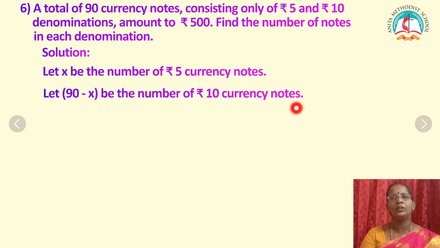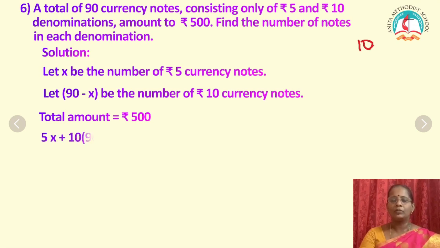Now here it is given the total amount is equal to rupees 500. How will you find the total amount? Suppose I have 2 notes of 5 rupees, 2 fives are 10. Similarly here, how much? 5x. Similarly for the 10 rupee notes, 10 into 90 minus x. So 5x plus 10 into 90 minus x is equal to 500.